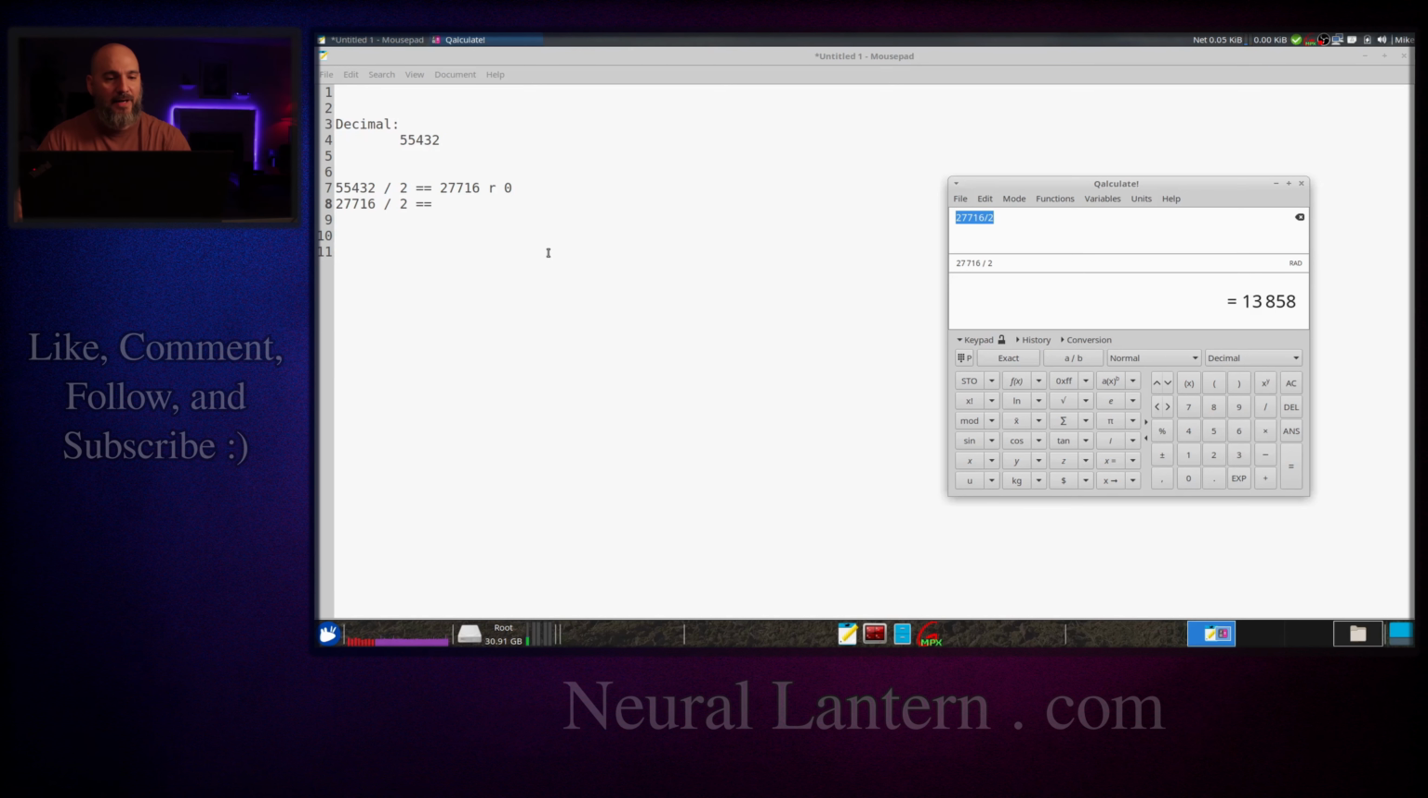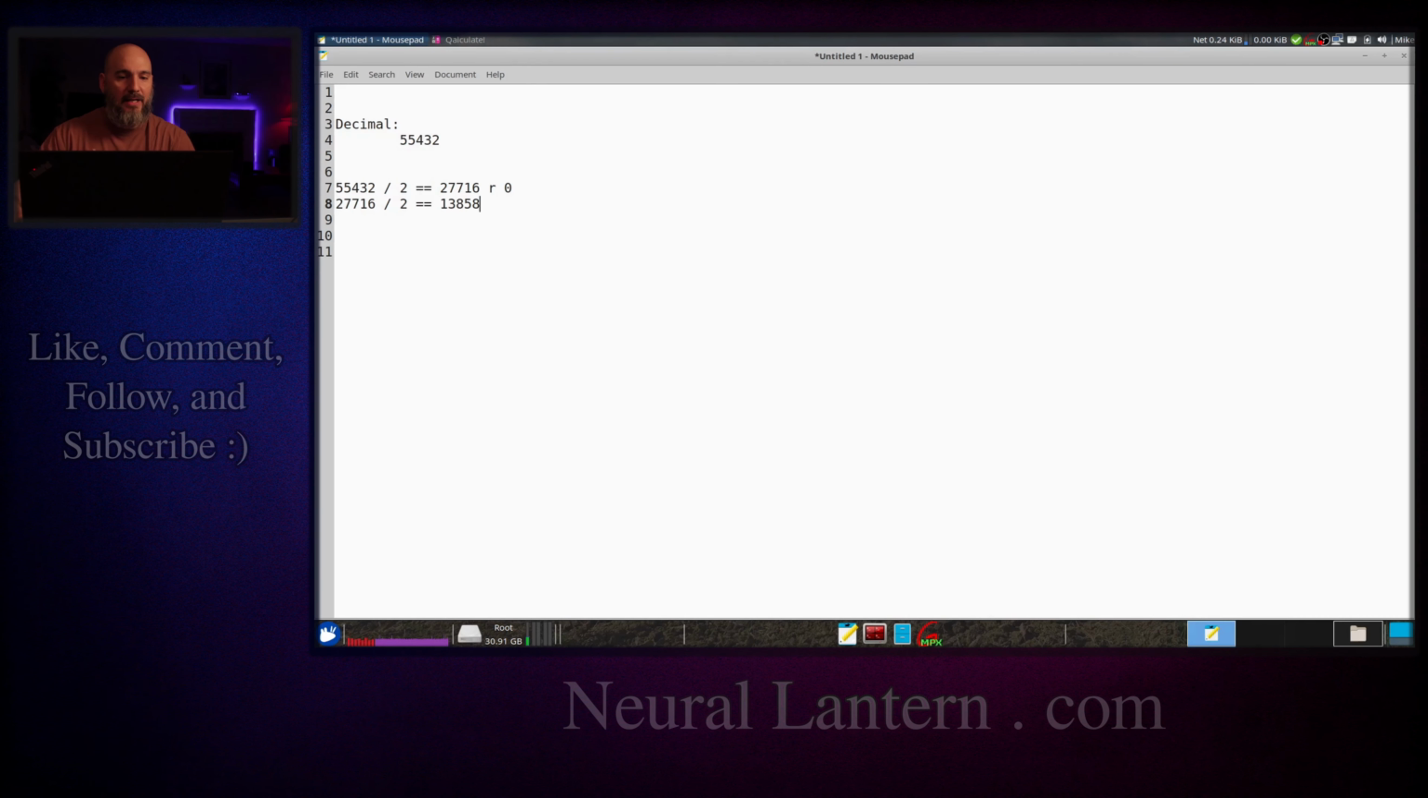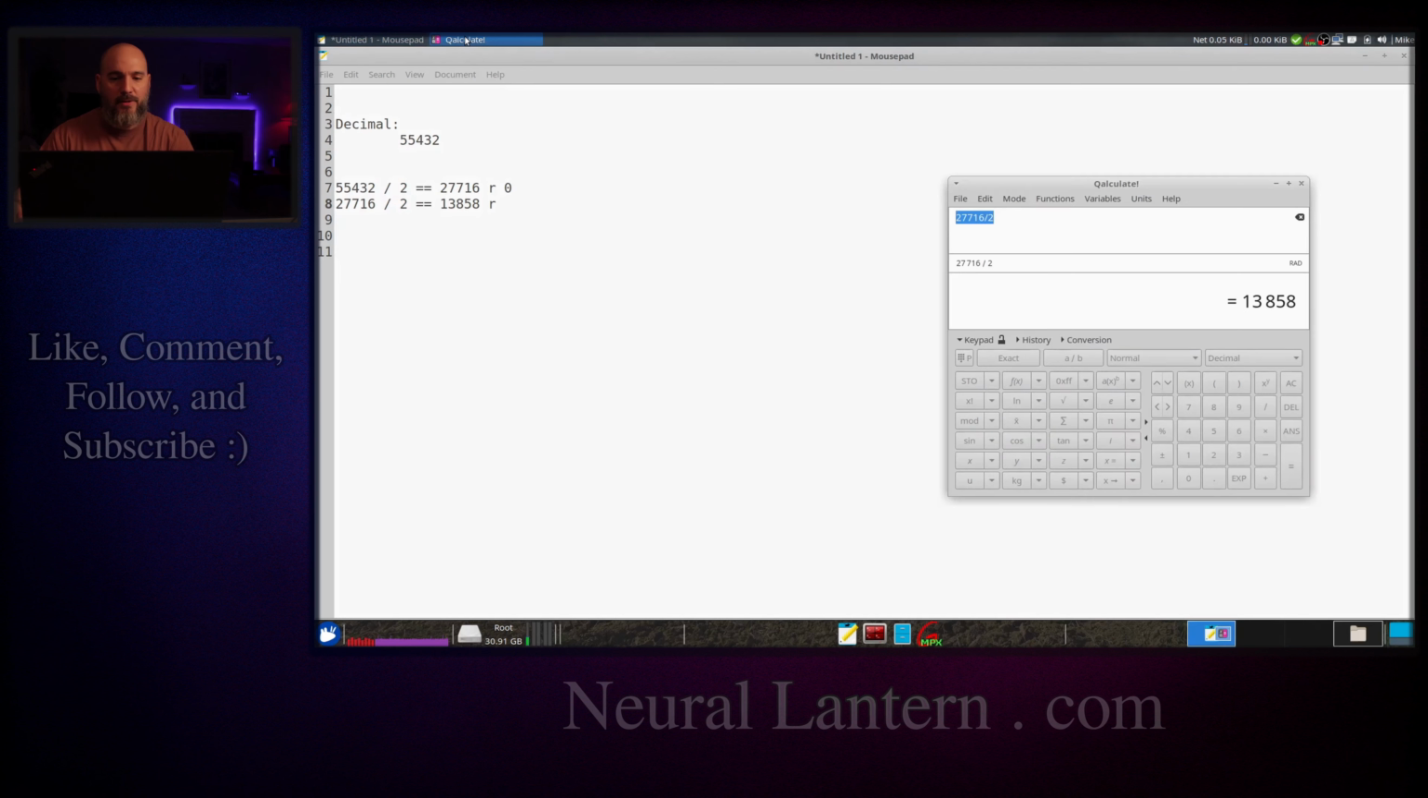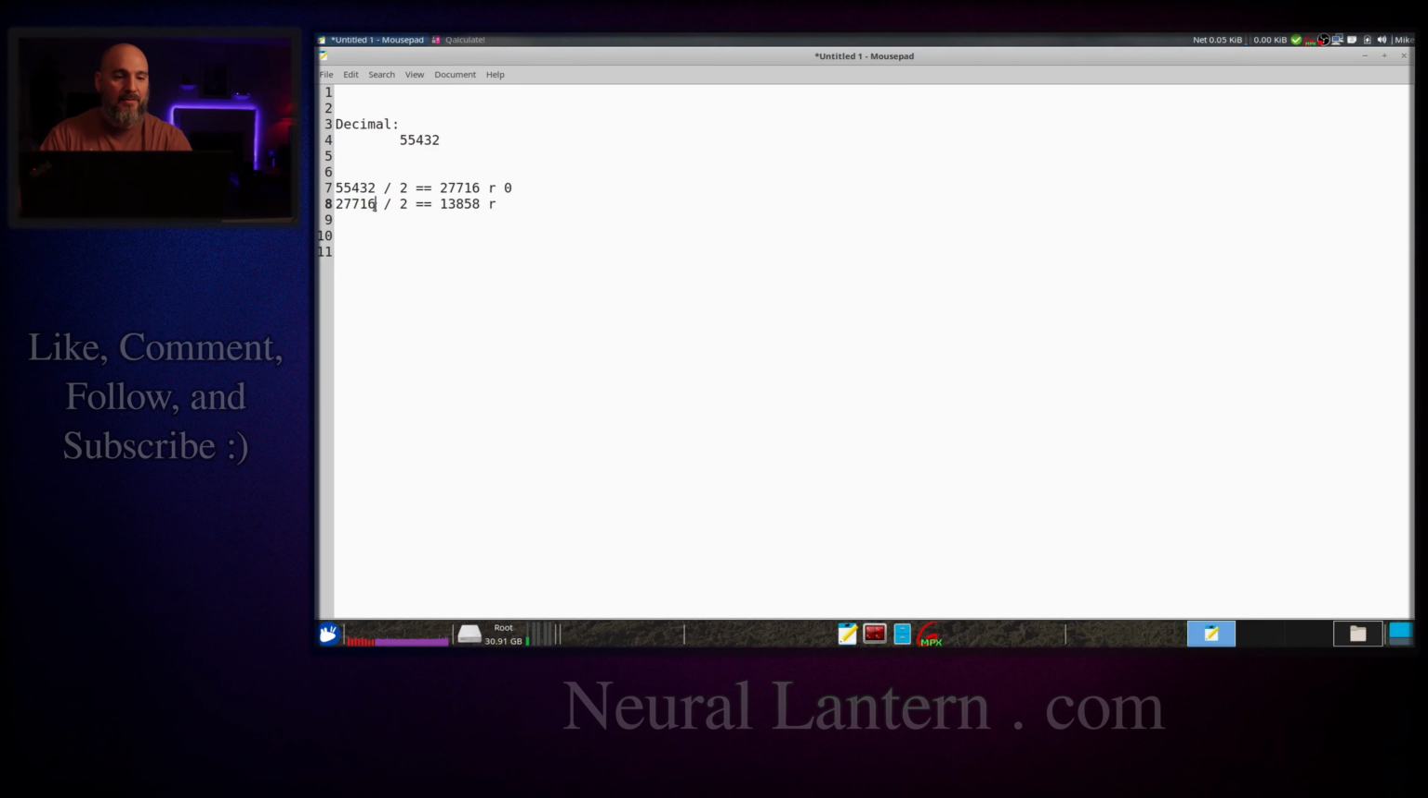It's 13858. The previous number was even, the 6 was even, so I know there's not going to be a remainder. Pretty much, if it's even, the remainder is 0. If it's odd, the remainder is 1. That's pretty easy, so I don't need to worry about the modulo operator. Then I'm going to do it again. Copy 13858 down to the next line, divided by 2 equals what?